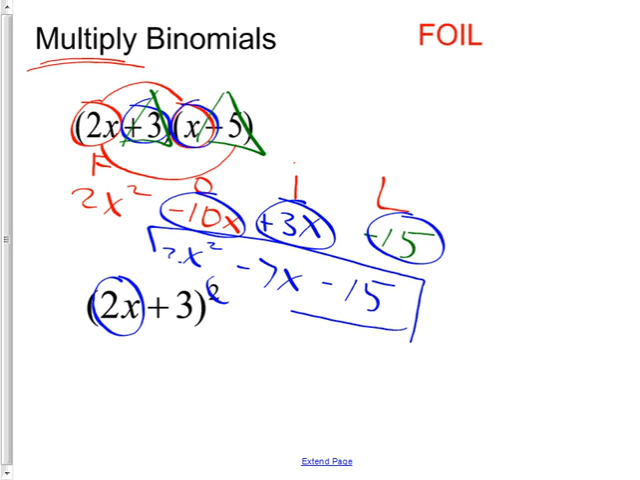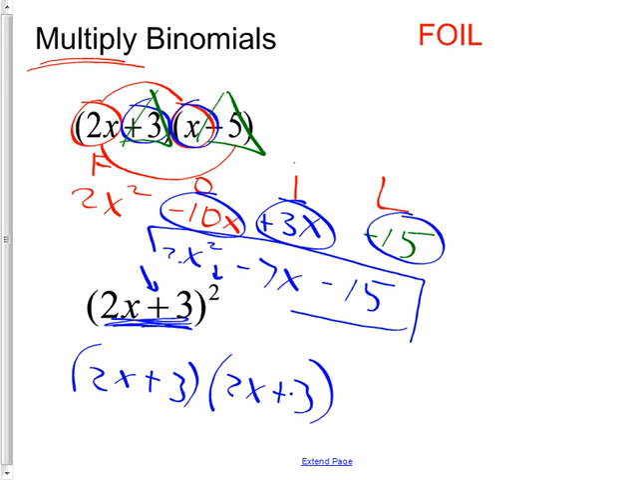This one is also a FOIL question, and yet a lot of people try to just take that squared, and then take 3 squared and make it 9, and that's my answer. Wrong. It's a really common mistake, because they think, I'll just square both things. There's an adding in here that makes it all different. So think, what does squared really mean? Squared really means times yourself. So 2x plus 3 times itself.